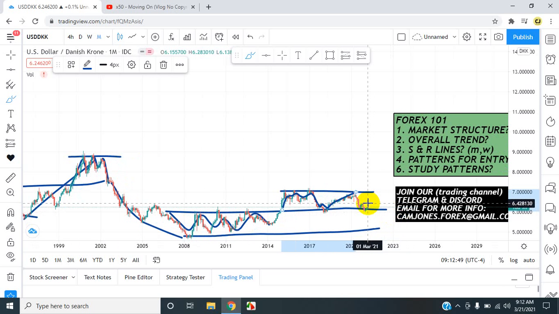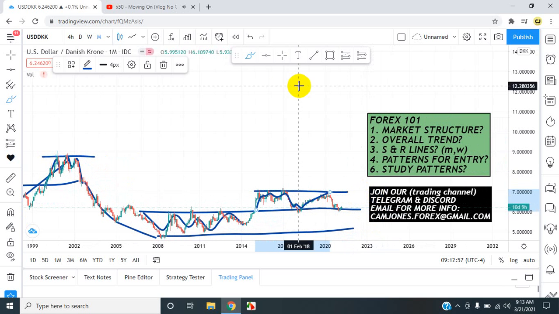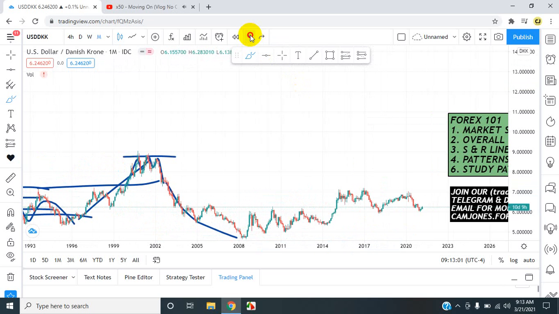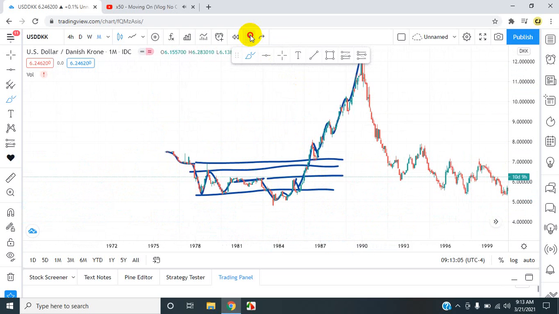I actually can see it, but it's not fully formed. We don't know if it's going to fully form, but it looked like price is trying to head back up to the top. So before I move too fast, let's identify. So we identify market structure, and now let's take a look to identify the overall trend in the market.